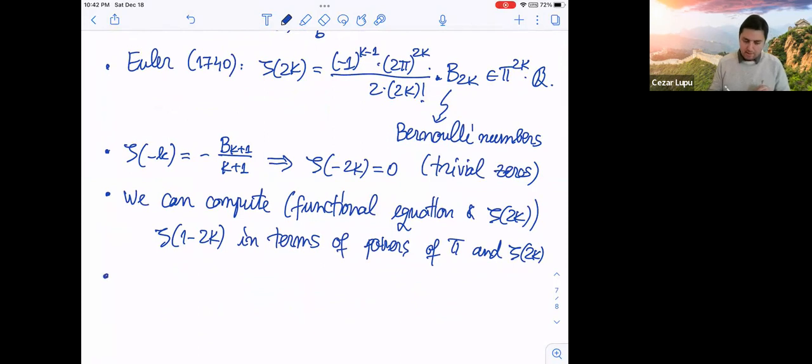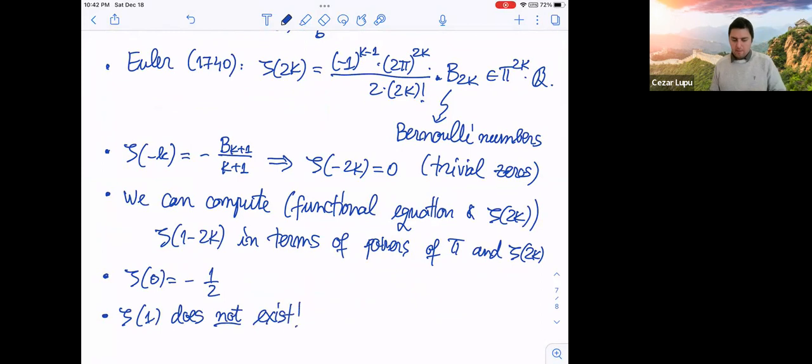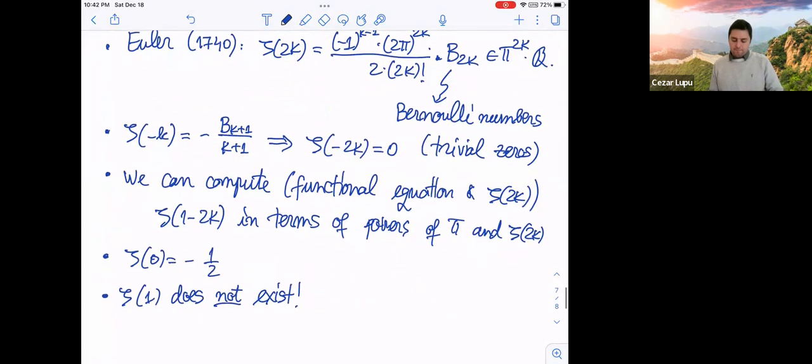All right, and another thing is that zeta of 0 is -1/2. Zeta of 1 does not exist. And we can compute zeta of -1, which is -1/12, and so on. So this goes by the analytic continuation.